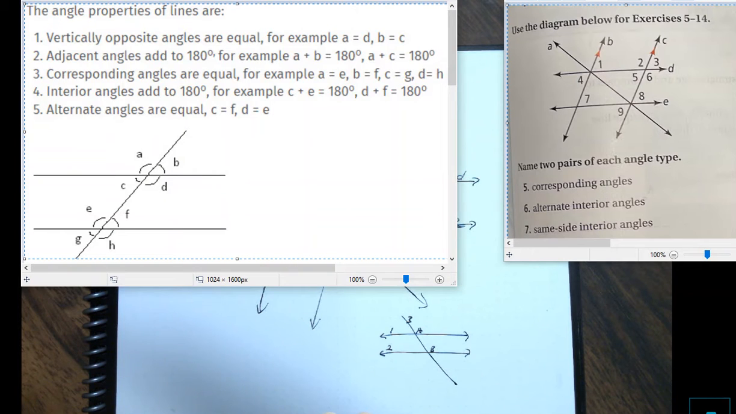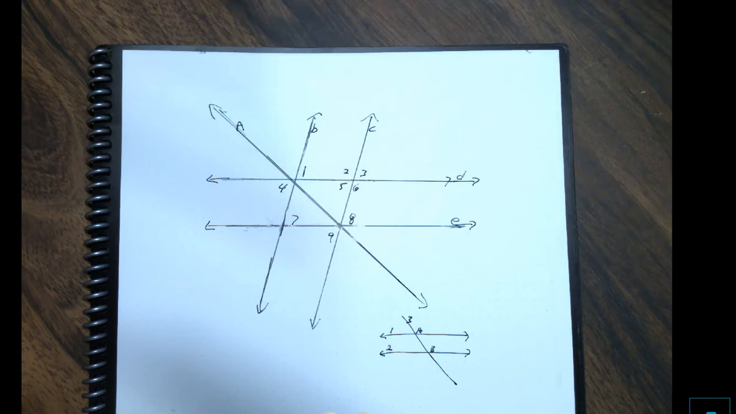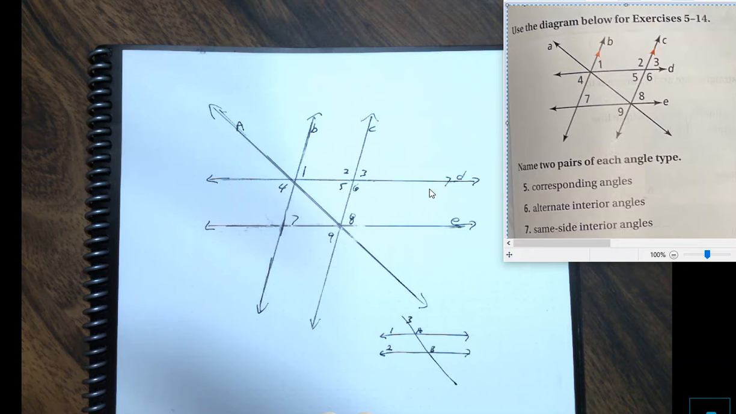Now I have over here an example of all the angle properties, and it tells us the corresponding angles are equal, for example, A and E, as well as B and F, essentially also C and G and D and H. Now, another way to look at this is that corresponding angles are a little more definitive than just that as an example. So let's see if we can make something a little bit better and easier to understand.